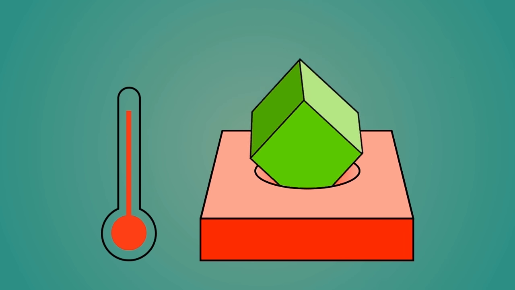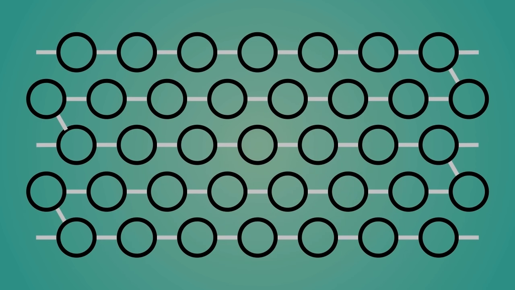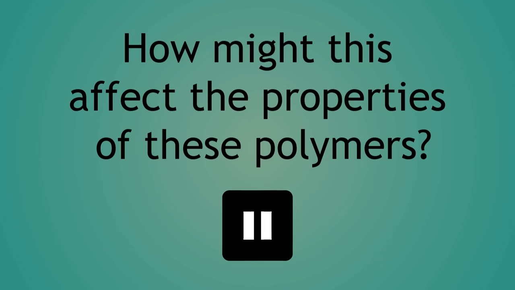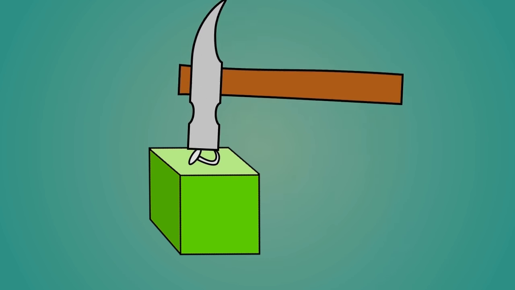Unlike thermosoftening polymers, these thermosetting polymers are cross-linked to one another. Can you think about how this might affect the properties of these polymers? Pause, think, and continue when ready. The presence of cross-links hardens the overall structure.